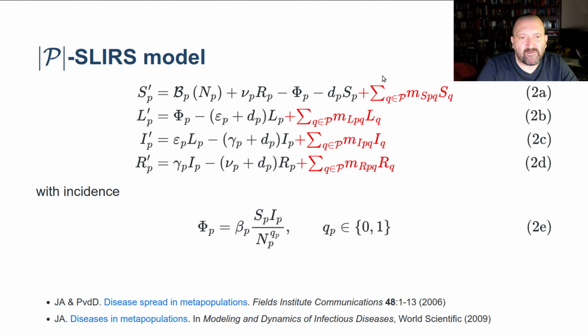Okay, so what you can see here is that the state variables have an index P, and parameters and functions have an index P as well. And that index is simply saying this is the parameters for patch P. And those parameters can change patch by patch.